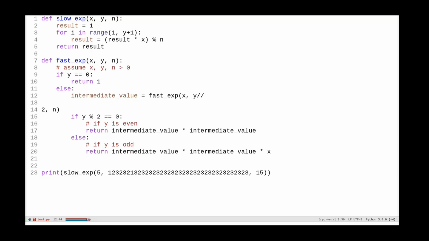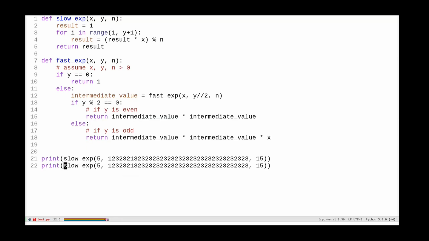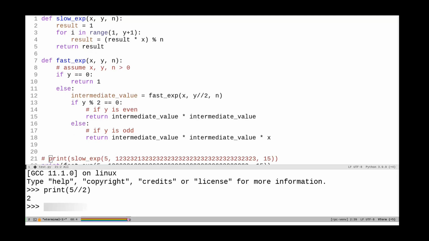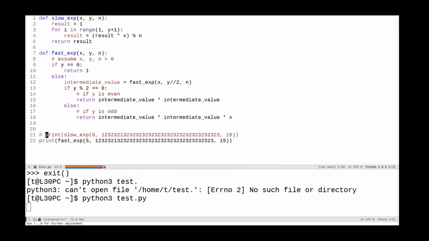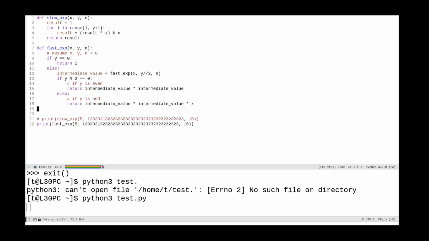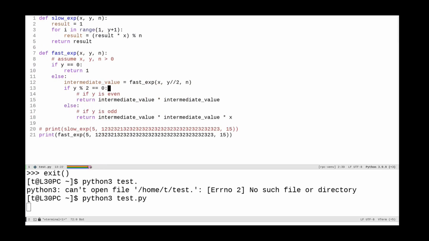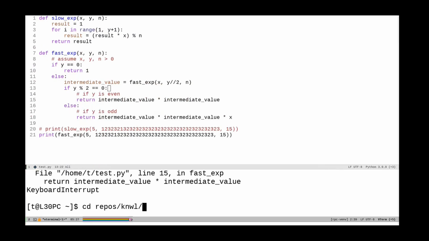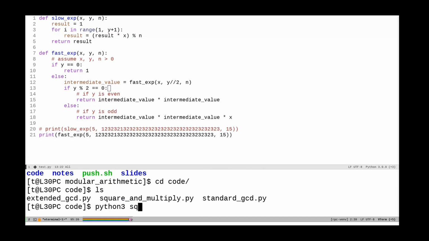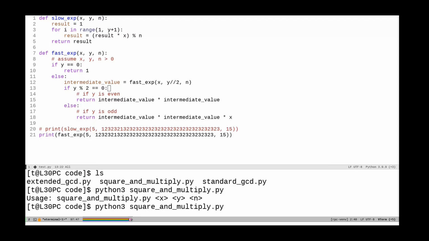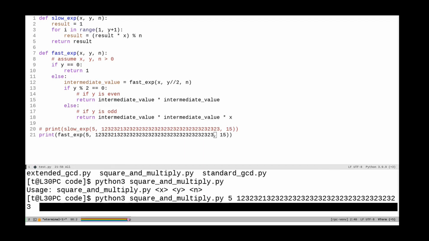So we can test our algorithm. Maybe this is not working. I have written a code already. Let's check my other code, because I have already written this. I don't want to make mistakes. So let's say the square multiply. It asks for x, y, and n. Oh yes, there's something that we forgot to do in this other implementation. So let's try with this.